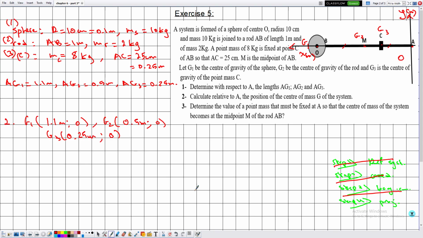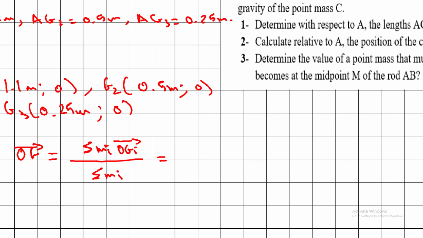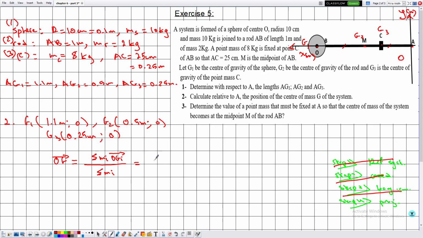Now as for step number 3, write the barycenter formula, which is given by the OG vector is equal to the summation of Mi OGi divided by the summation of Mi. Now the index i runs over the number of bodies that we have, which is M1 OG1 plus M2 OG2 divided by M1 plus M2. Sorry, we have 3 bodies.